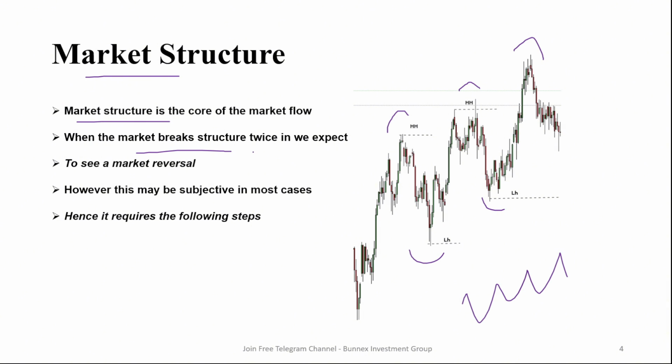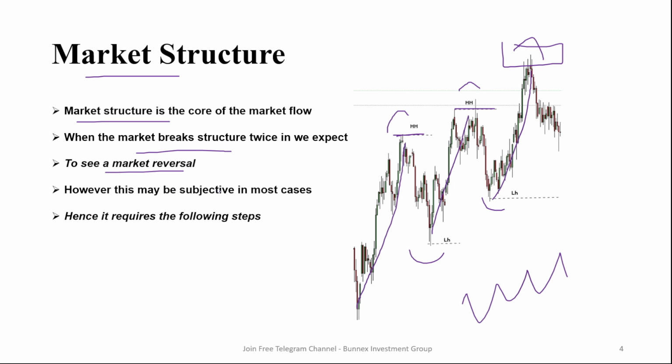So when market structure breaks twice, we expect to see a market reversal. We mean that this is a shift and this is another shift, another shift. So whenever this second shift breaks the high of the first shift, we say it has broken structure once. And when the third shift breaks the high of the second shift, we say it has broken structure twice. When this happens, we actually start to anticipate a reversal at this particular point.